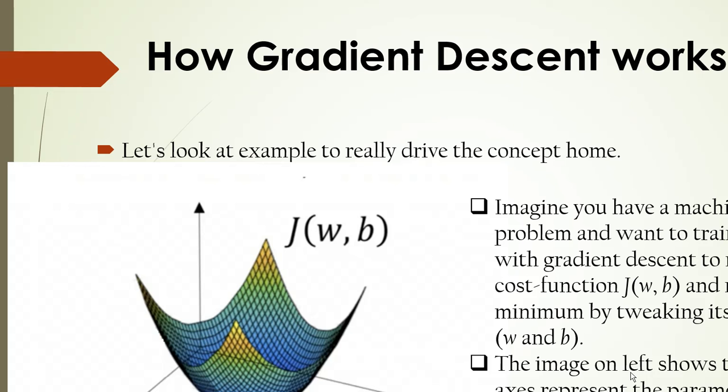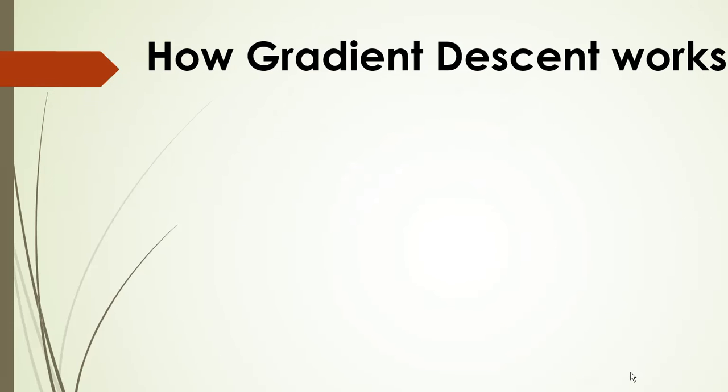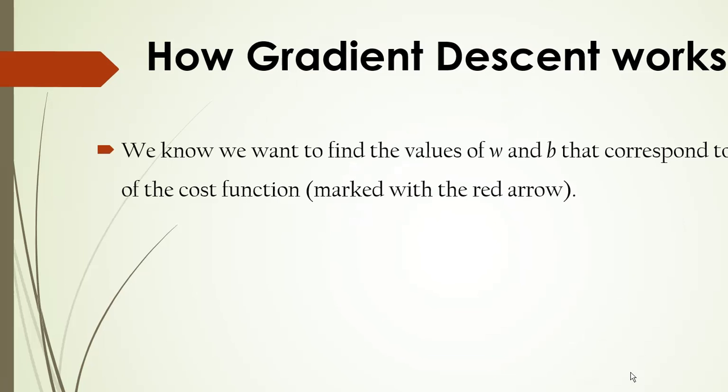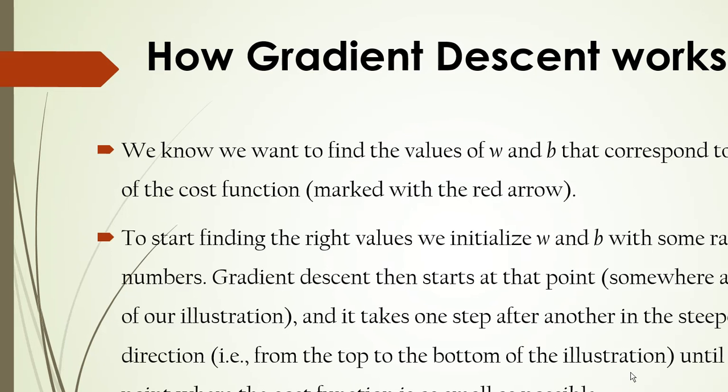Gradient descent is applied on a convex function. Also, we want to find the values of w and b that correspond to the minimum of the cost function, marked with the red arrow, which we have seen in the last image on the last slide. So to start finding the right values, we initialize w and b with some random numbers. Okay, we are initializing w and b to random numbers here.